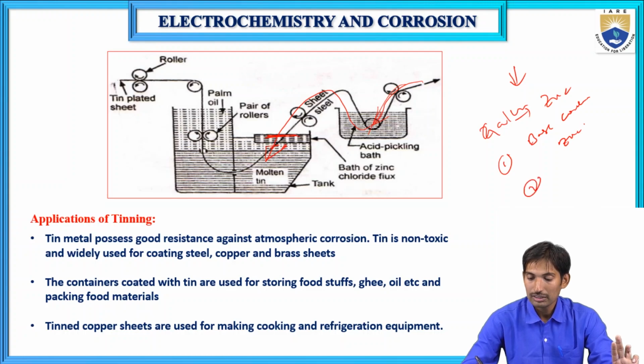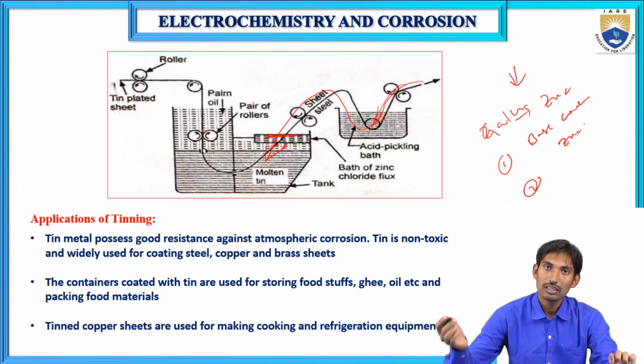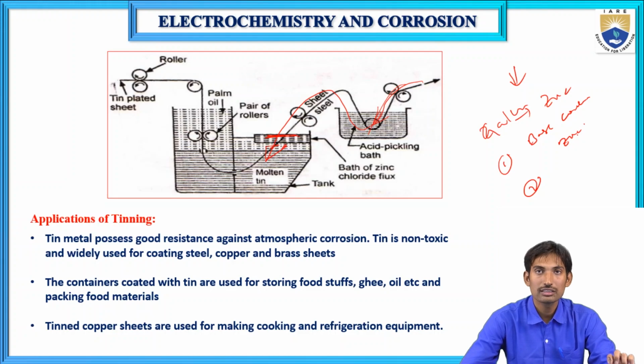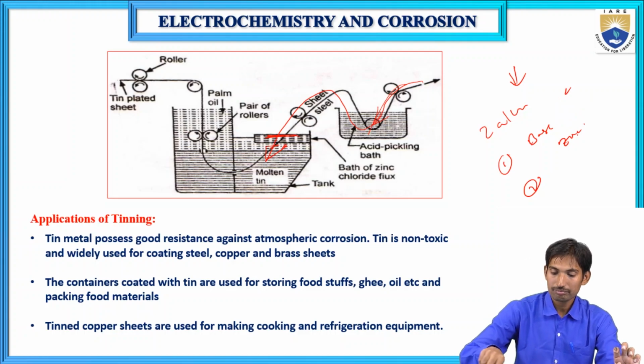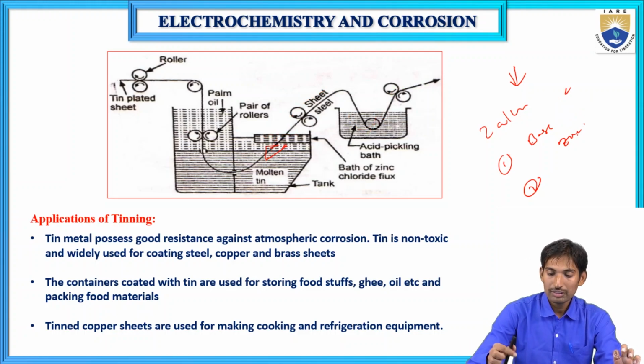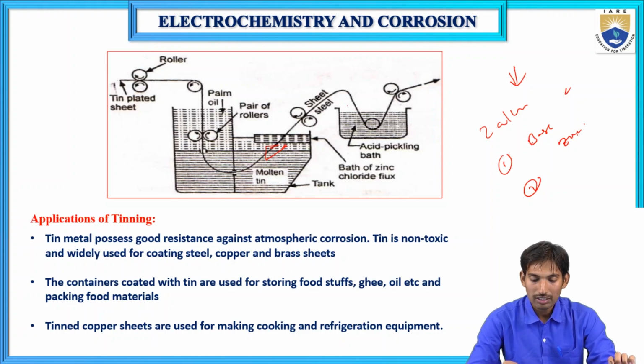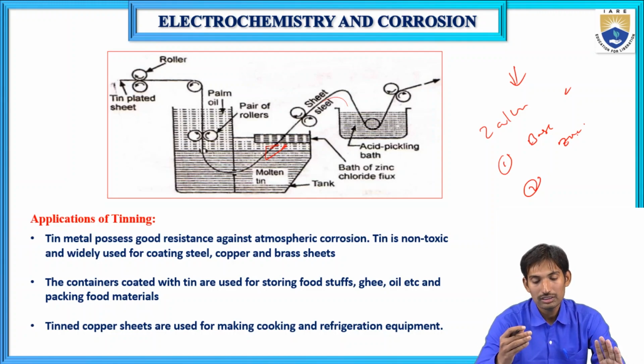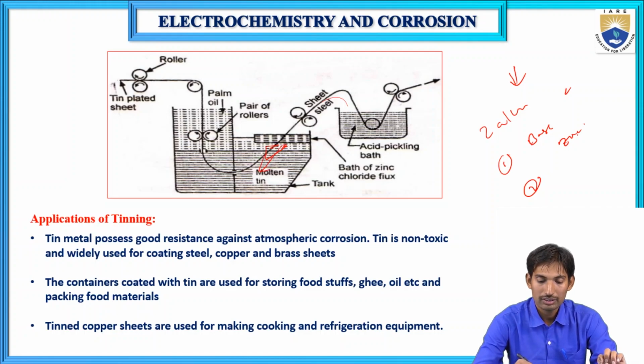In the second step, this zinc coated metal is again coated with tin. That is called tinning. After the pickling process, we have to send our iron sheet into the molten zinc. Then our base metal is coated with zinc. Then we have to send this zinc coated metal into the molten tin. Again, it is coated with tin.